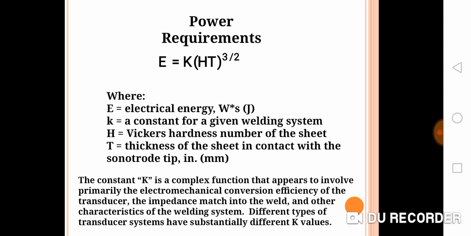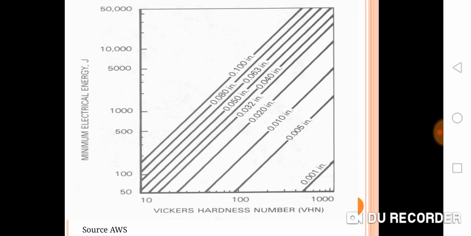Then the same equation is described once more here. Now this diagram shows the relation between minimum electrical energy versus Vickers hardness number. That is, as the hardness of the material changes, how the minimum electrical energy varies. That you can see from this picture.